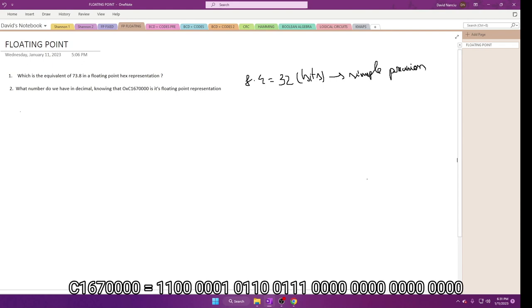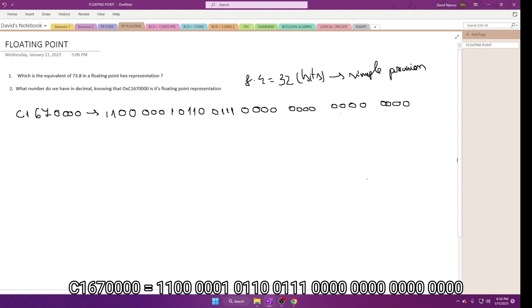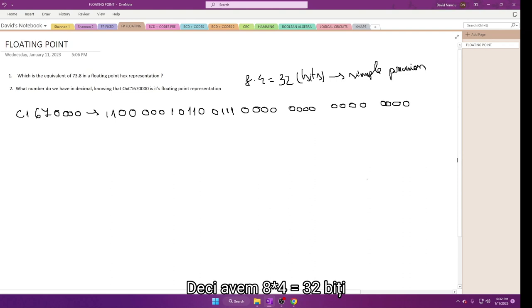So we'll have C1670000. C is 12, so it's 1, 1, 0, 0. Then 1 is 0, 0, 0, 1. 6 is 4 plus 2, so 0, 1, 1, 0. And 7 is this one with a 1, so it's 0, 1, 1, 1, and next are all zeros. Alright, so we have 4 multiplied by 8, which is 32 bits.